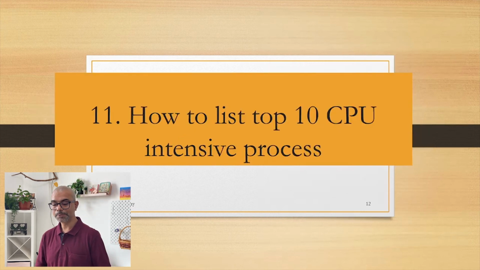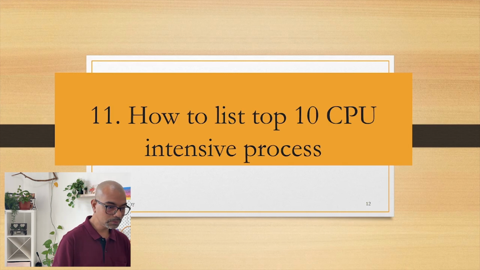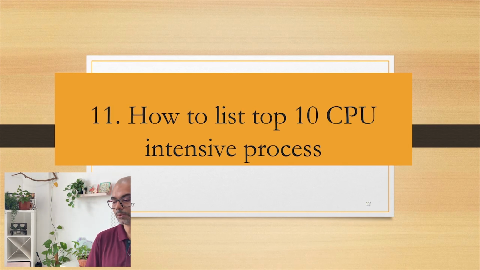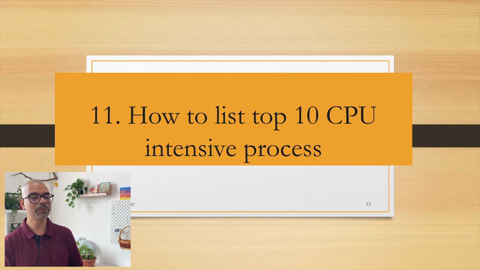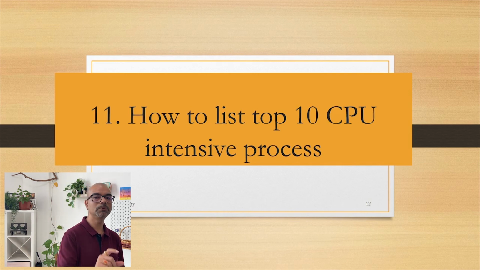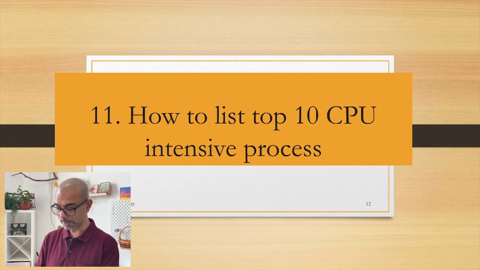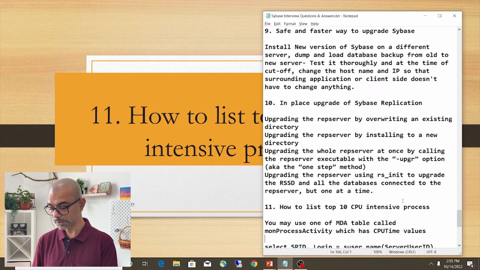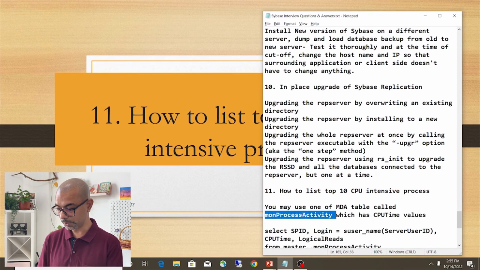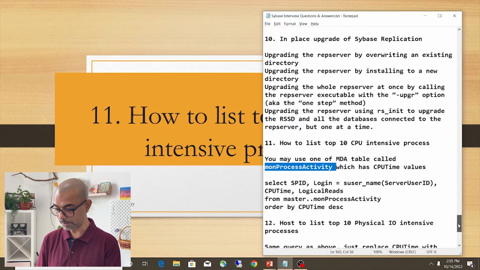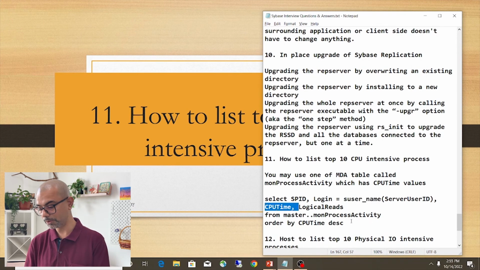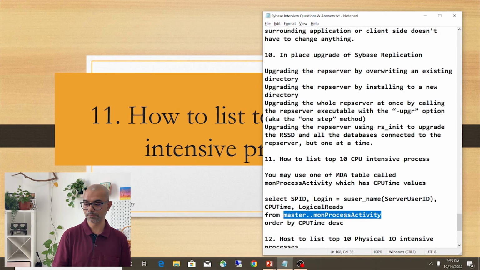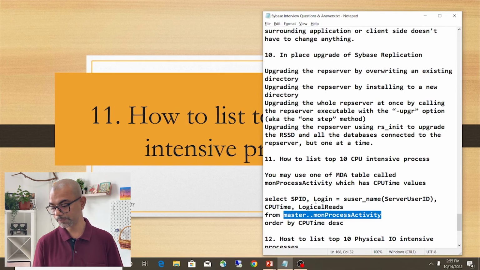Now, how to list the top 10 CPU intensive processes. As you know, we have MDA tables in Sybase, so we have to use one of those. CPU means CPU time, that is, how much CPU time has been consumed by that process. That's how we measure it. So we have the MDA table, which is monProcessActivity, and you can run the query from here: SPID, login, you can just use a function here, and then CPUTime from master..monProcessActivity, order by CPUTime. It will give you the SPIDs which have been consuming the most CPU time.